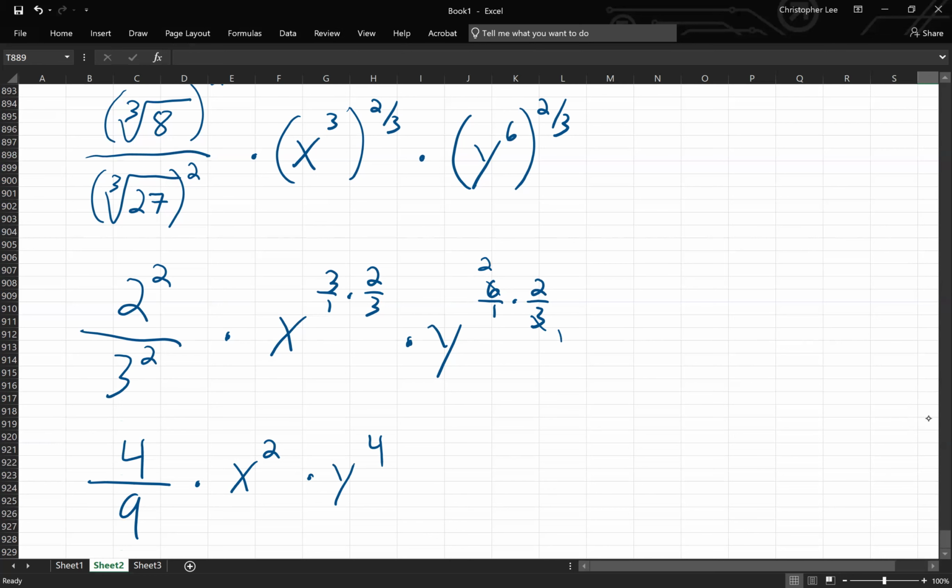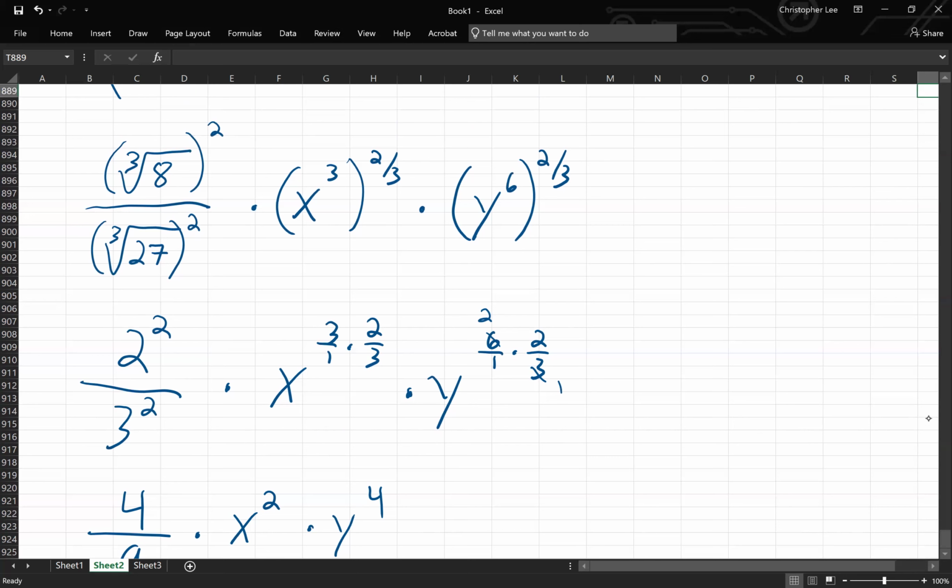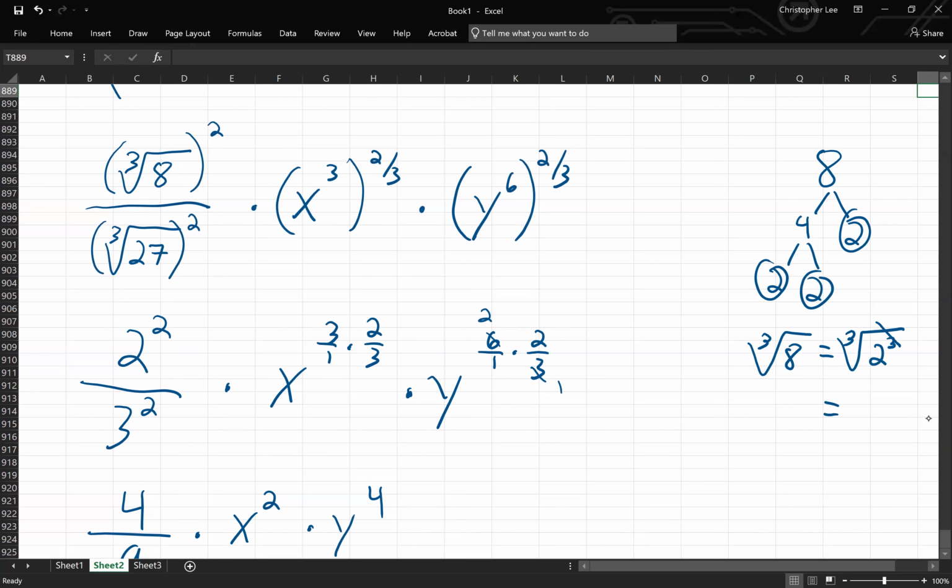The cube root of 8, right? So 8, two numbers that multiply to give me 8. This is like 4 and 2. And then two numbers that multiply to give me 4, 2 and 2. So the cube root of 8 is equal to the cube root of 2 to the 3rd power. These cancel. So that's just 2. And then you just raise it to the power on the outside. So like 2 squared and then 3 squared. And that's it.